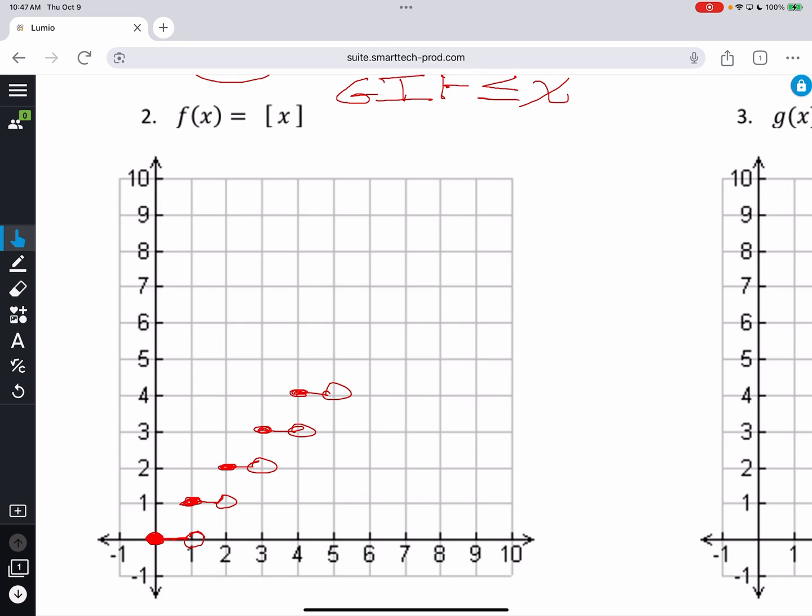How do you know it's a closed circle and an open circle? Because your vertex is 0, 0. We can fill that in. Because there are no numbers given, so you know that the vertex is 0, 0.